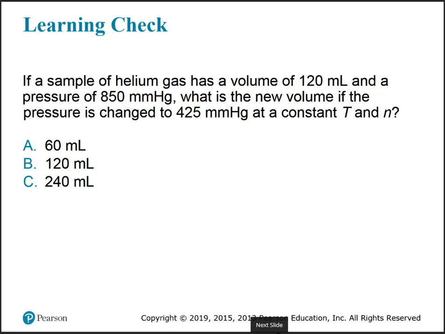So before we start doing the math, the first question is, we're going from 850 millimeters of mercury to 425 millimeters of mercury. Are we increasing the pressure or decreasing the pressure of the helium gas? You put it in the chat box.